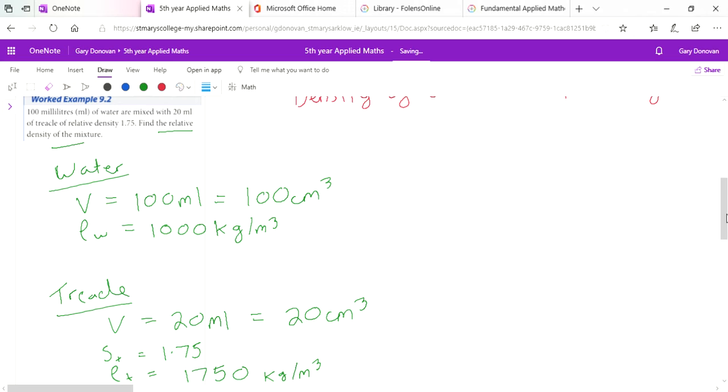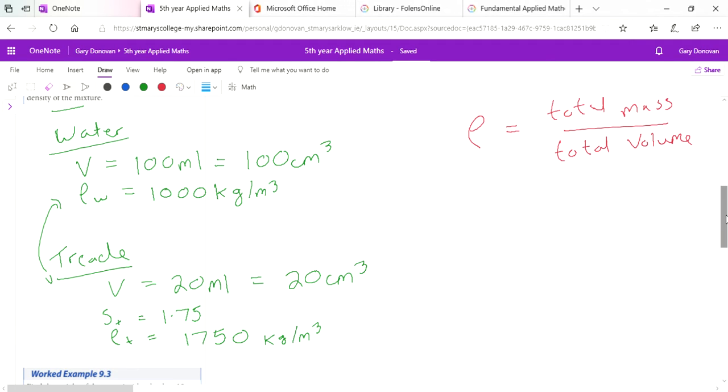So this is what we know. These two things are mixed together and it has a new substance, and what's the density of that substance? Well, the overall density will be the total mass when they're both added together divided by the total volume. So we have to use what they've given us to find the total mass and the total volume.